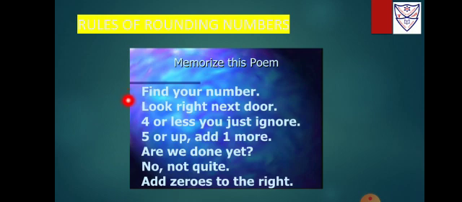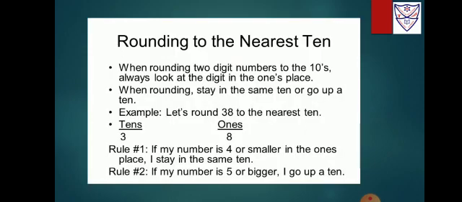Look at the right digit to that number. If it is 4 or less, keep it the same. If it is 5 or up, add 1. Still it is not done. The digits to the right should be replaced with zeros. So let us understand rounding to the nearest tens.